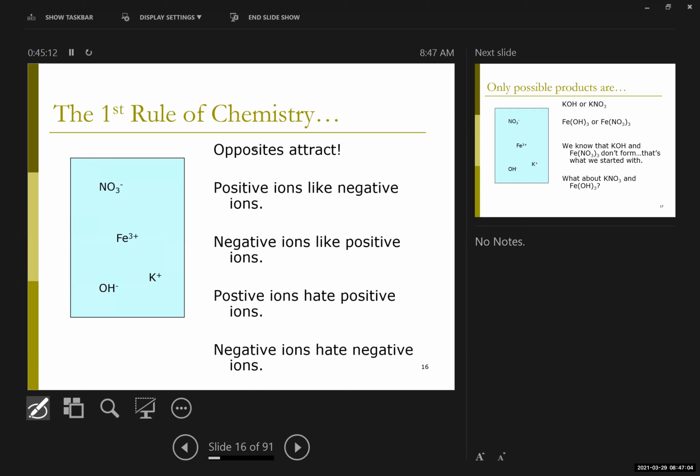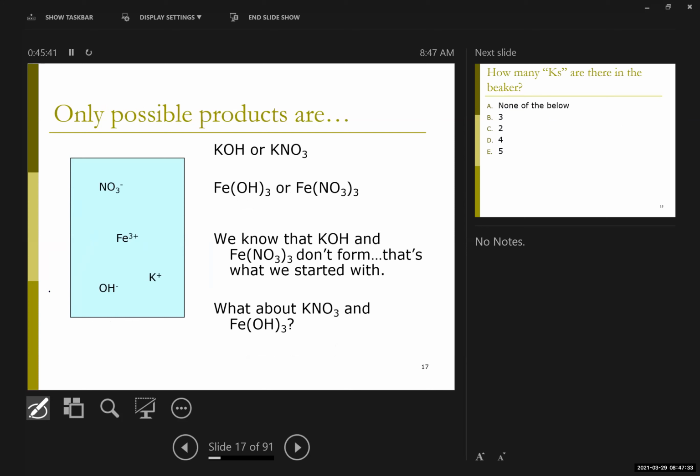If iron hydroxide is not very soluble, and it isn't, it was never an issue before because there was no iron and hydroxide in the same beaker. But now when I mix them for the very first time, the iron and the hydroxide are in the same beaker. And now there's a real question as to whether or not the ion concentrations are above or below the maximum that's allowed, better known as the KSP.